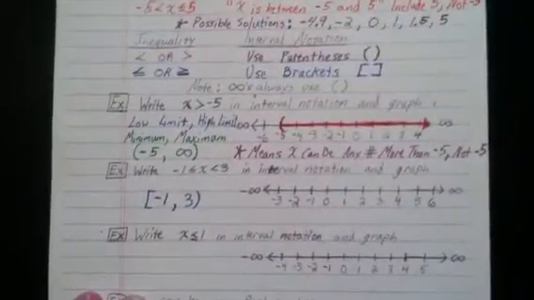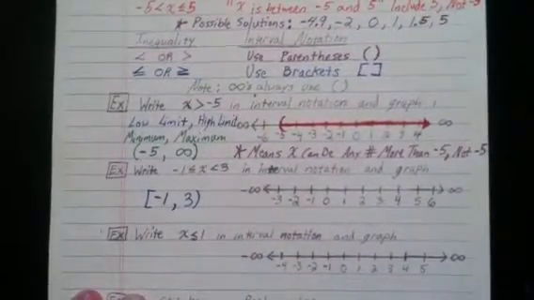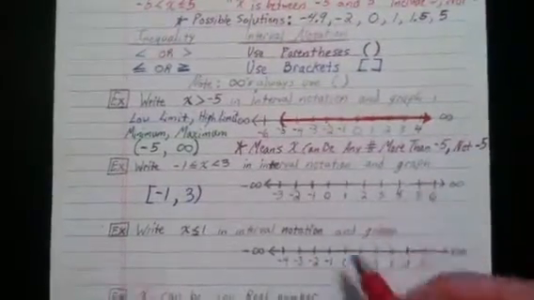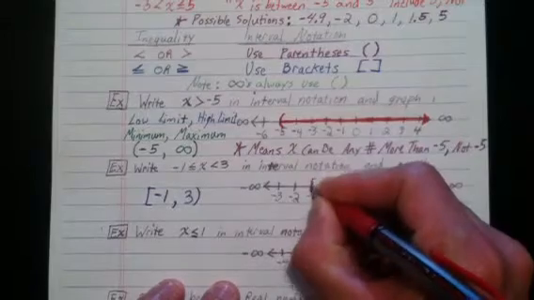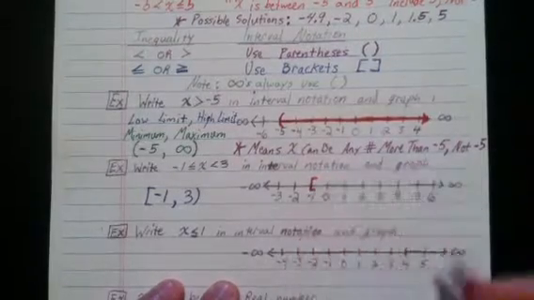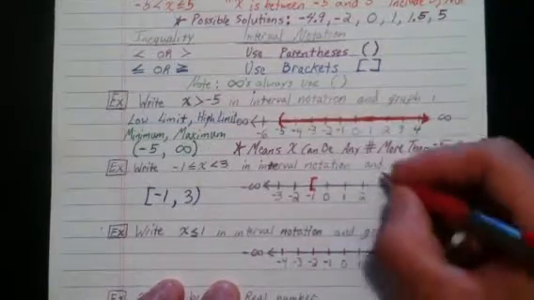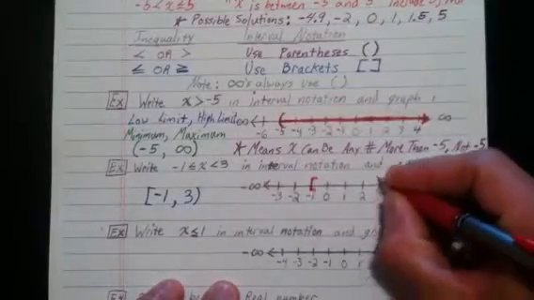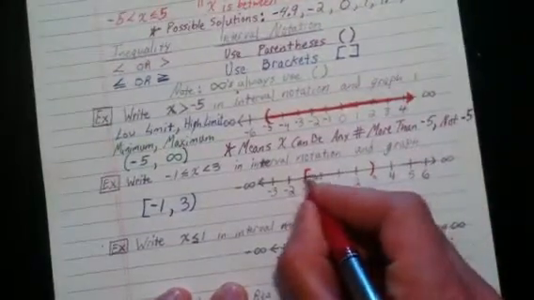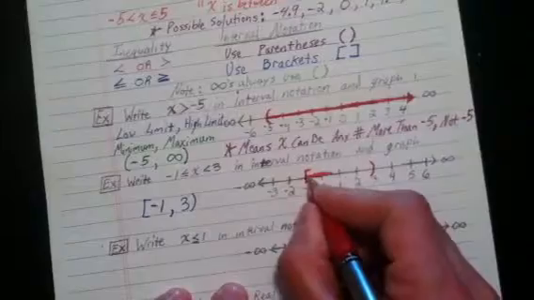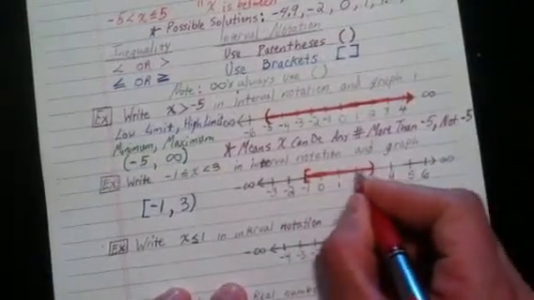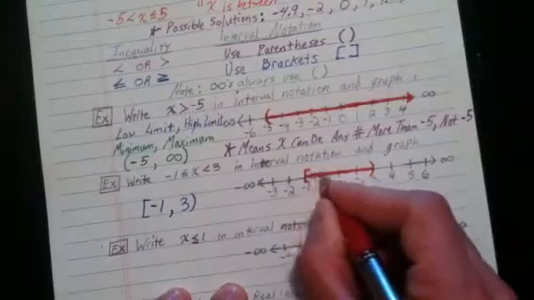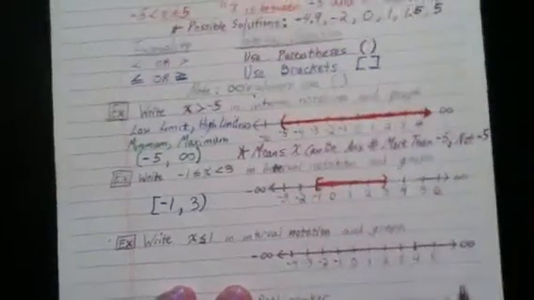So then go back to the graph. We have -1. Got a bracket there. +3, we have a parenthesis. And then everything in between is a possible value that we can use for x. So we have to fill in everything in between those two, -1 and 3.